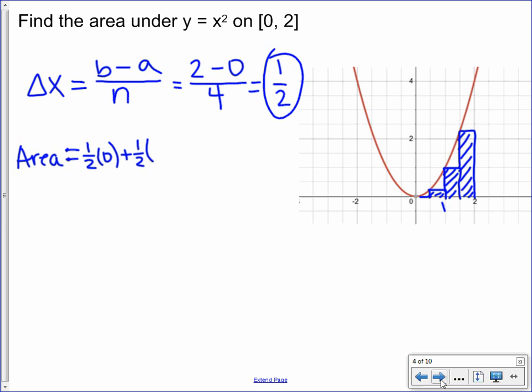Half times half. Okay, our function is x squared. So when x is 1/2, I'm just going to write 1/2 squared, just so we know that's how we got it. This rectangle is 1/2 times 1 squared, because that's our function, x squared, plus 1/2 times 3/2 squared.